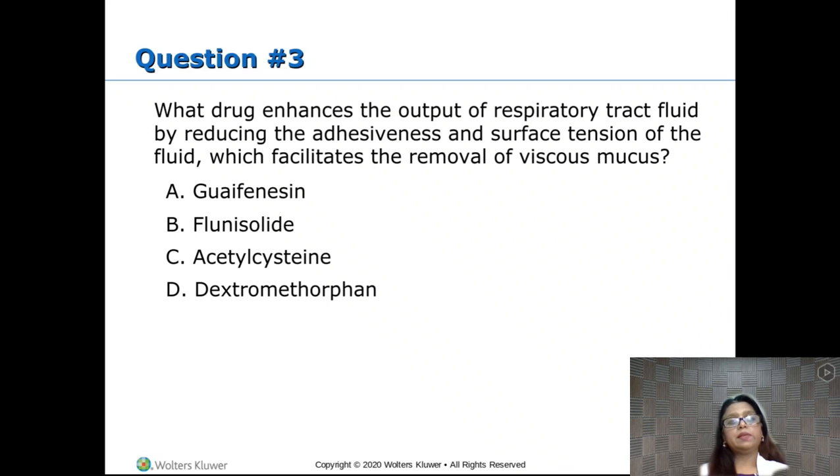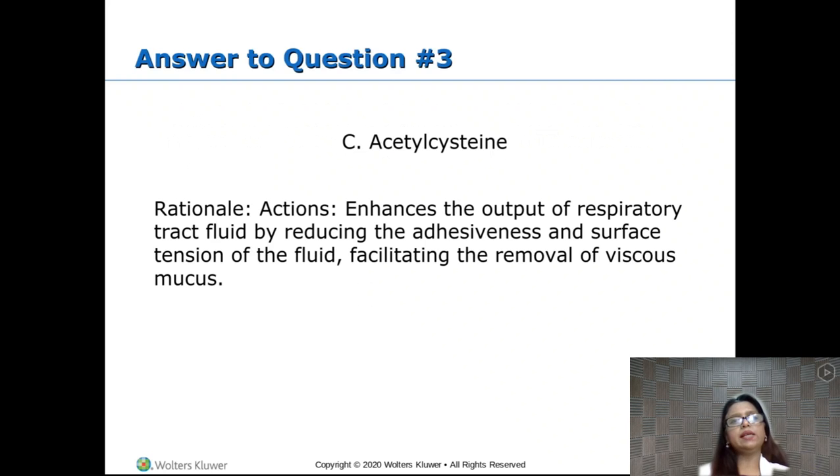What drug enhances the output of respiratory tract fluid by reducing the adhesiveness and surface tension of fluid, which facilitates the removal of viscous mucus? Guaifenesin, flunisolide, acetylcysteine, or dextromethorphan. So acetylcysteine is the answer. Okay, so this enhances the output of respiratory tract fluid by reducing the adhesiveness and surface tension of the fluid, facilitating the removal of viscous mucus.